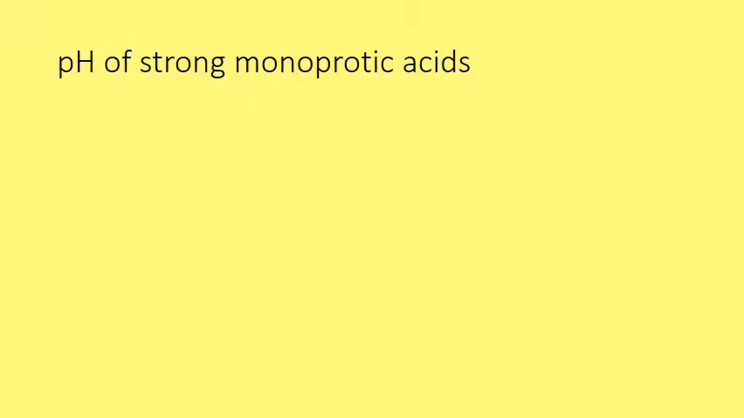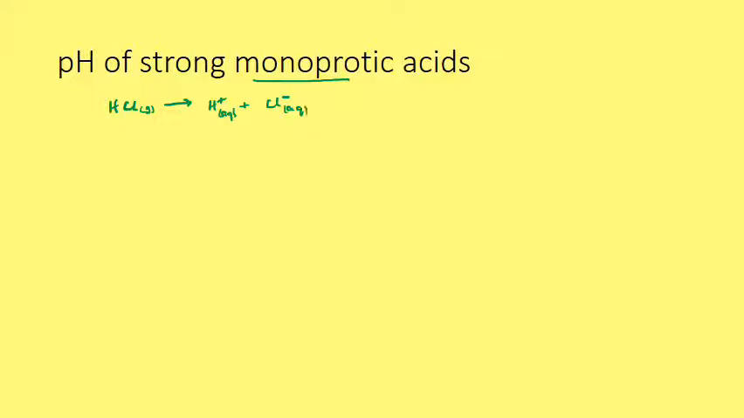So what I'd like to do next is to introduce a new term to you, to some of you at least, and it's this term monoprotic. So monoprotic means you get one proton for every acid molecule, and examples would be hydrochloric acid. So for every molecule of hydrochloric acid, you're going to get one proton and one chloride ion when they dissociate in water.